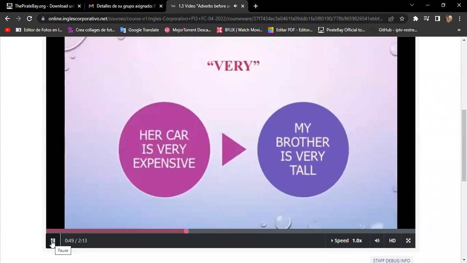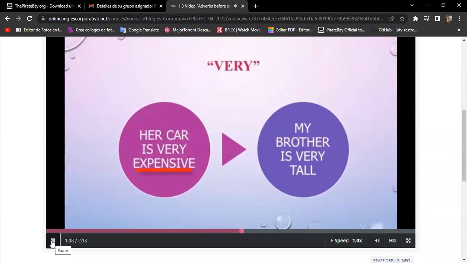Let's start. An adverb can modify an adjective, giving more emphasis to it. Let's work with the adverb very and put it in a sentence. Her car is very expensive. My brother is very tall. Remember, very is the adverb and expensive is the adjective.